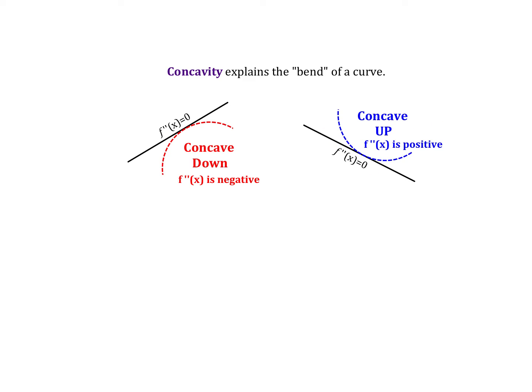To figure out concavity, you first figure out the second derivative. Where is that negative? That will tell you where it is concave down. Where is it positive? That will tell you where it is concave up.